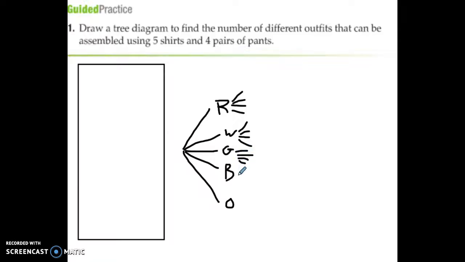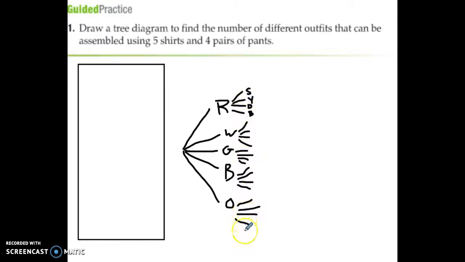4 branches from G, running out of room. 4 branches from B, this is ugly. And 4 branches from orange here. All right? Anyway, I might have different pants. I have sweatpants. Might have yoga pants. Might have dress pants. It might have blue jeans. Something like that. And you have that for every single option.